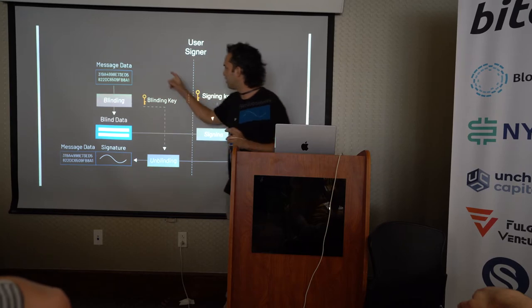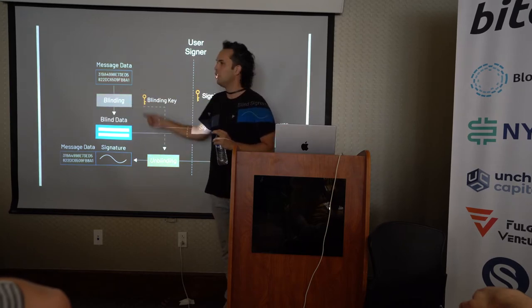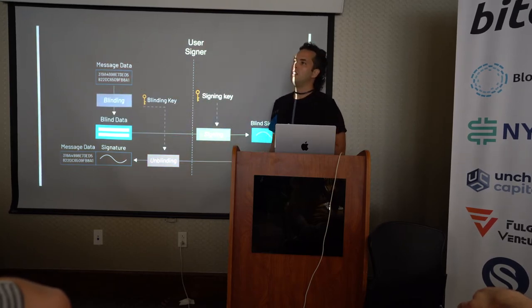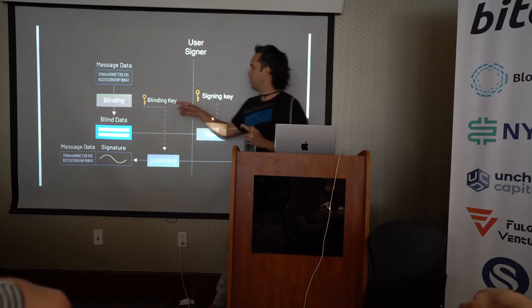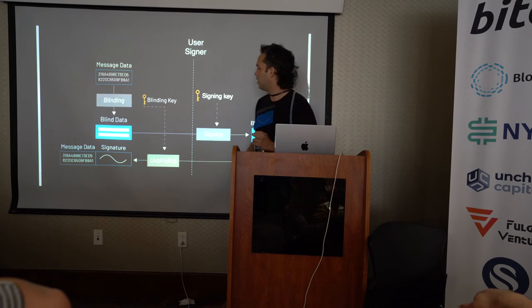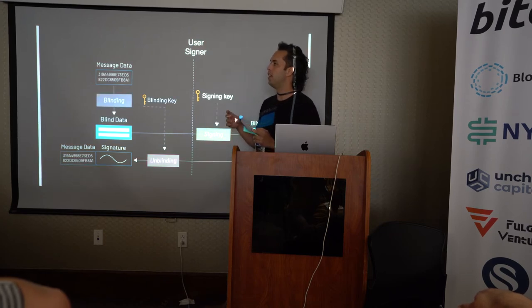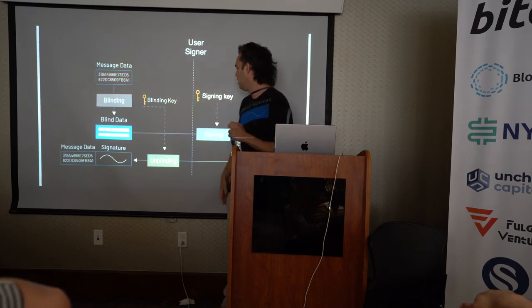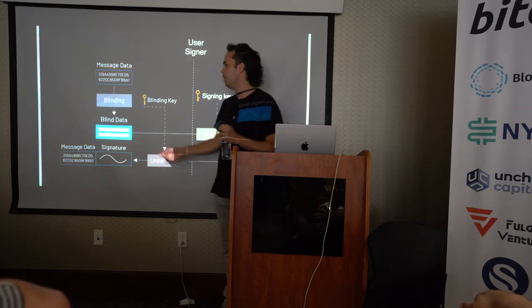So you start with a message, here's a message, and you blind it. You can just add a scalar to the pub key. I think that's one way to blind it. Or you can hash the message and add the scalar times a public point or something like that, some operation that is then reversible later on the signature.